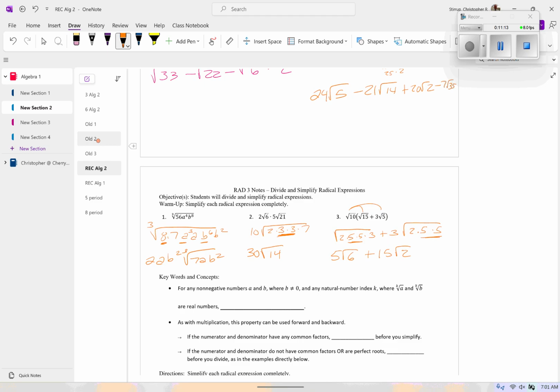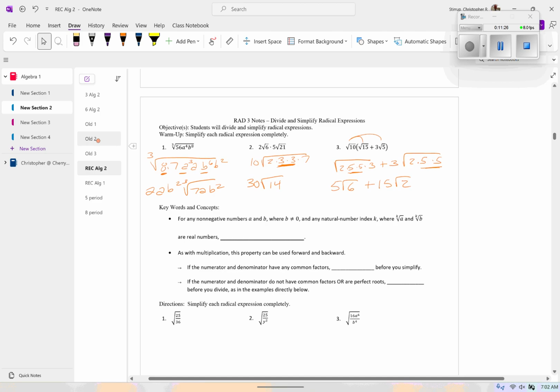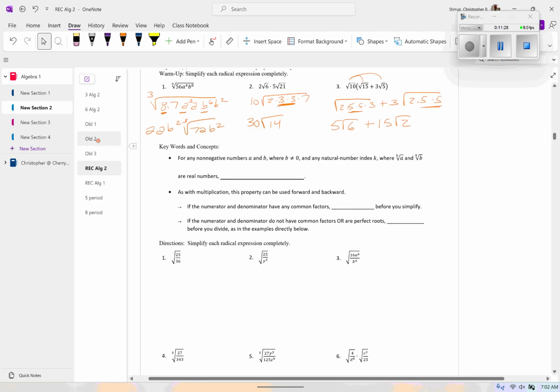Okay, so that's some words. For any non-negative numbers a and b where b is not equal to 0, and the natural index k, where the k root of a and k root of b are real numbers. As with multiplication, this property can be used forward and backwards.